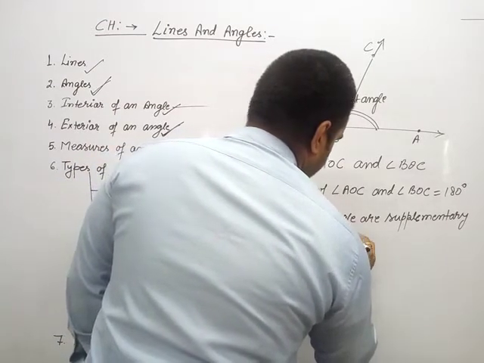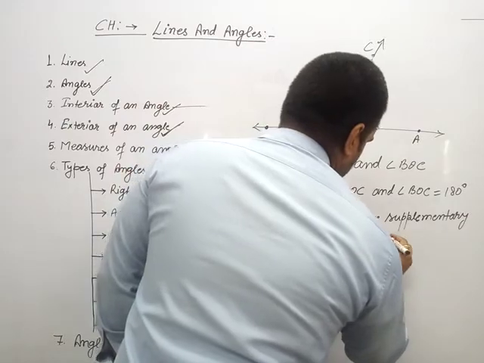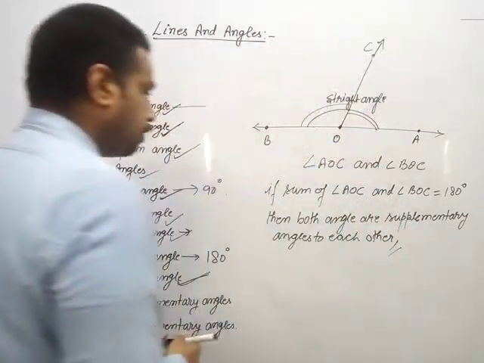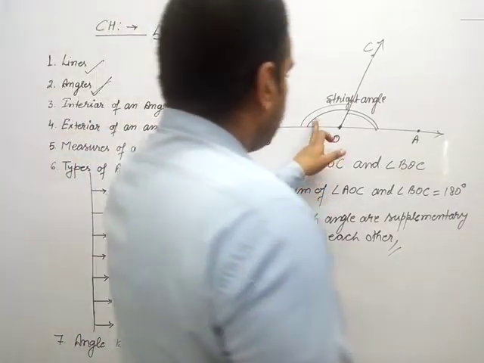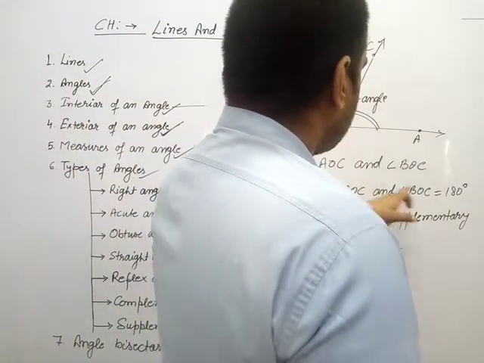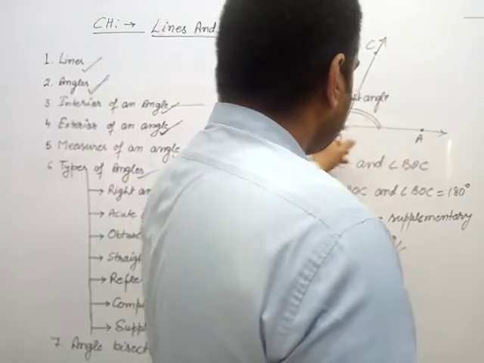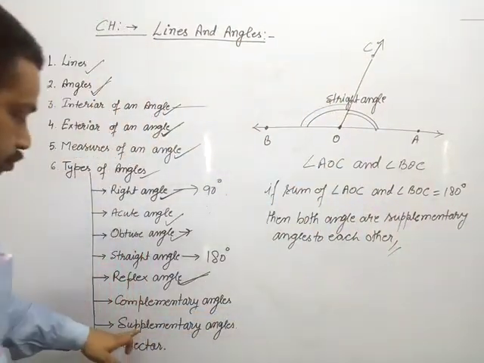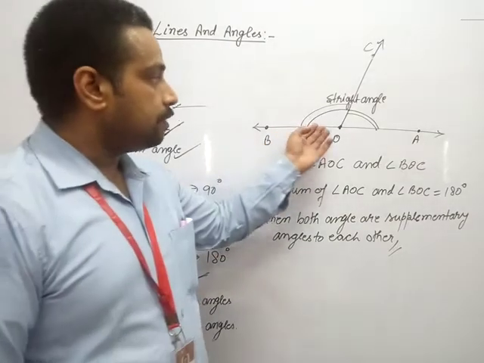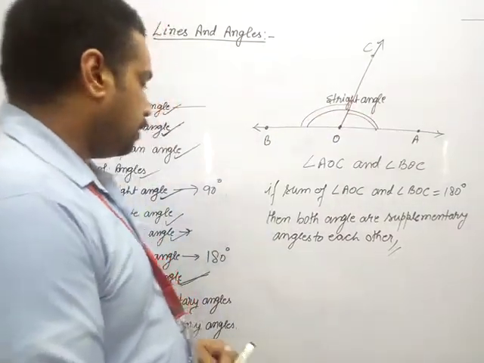to each other. Okay, so what is the condition? The condition is that their sum should be equal to 180 degrees. If the sum is equal to 180 degrees, then they are called supplementary angles to each other. If one of the angles is given, then you can find the other angle also.